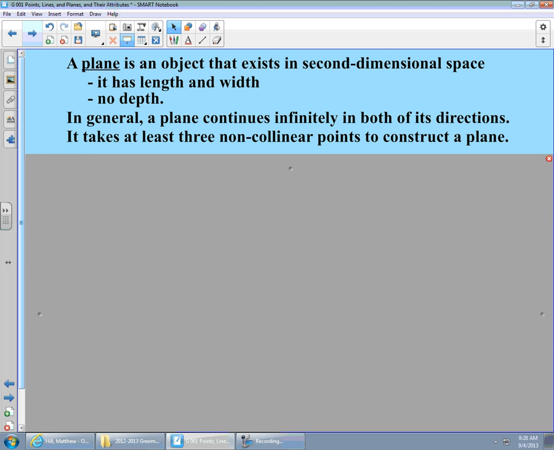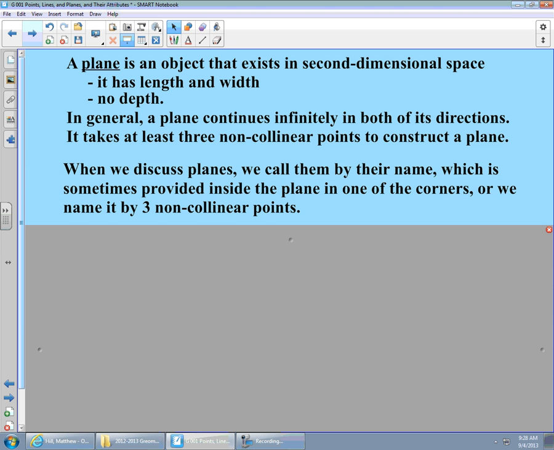In general, a plane continues infinitely in both of its directions, and it takes at least 3 non-collinear points to construct a plane. Well, there's one of the definitions that we've already covered, so review that in your mind. What does it mean when they use the word collinear? Collinear means in the same line. So if they say non-collinear, that means 3 points that are not in the same line.